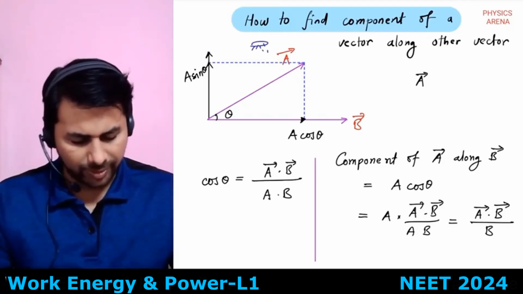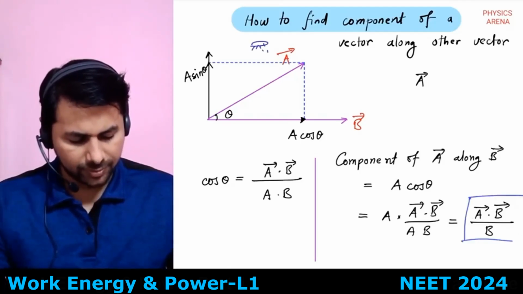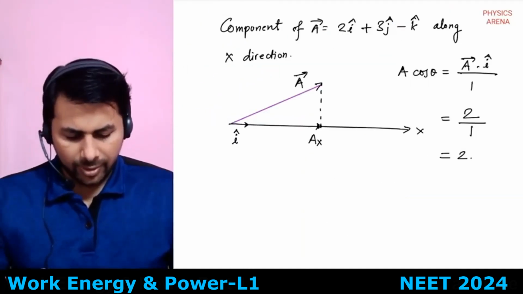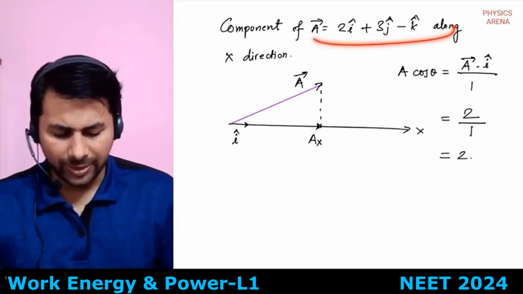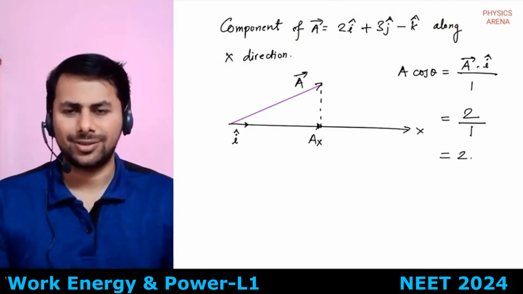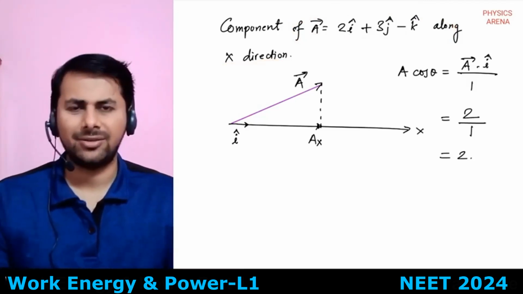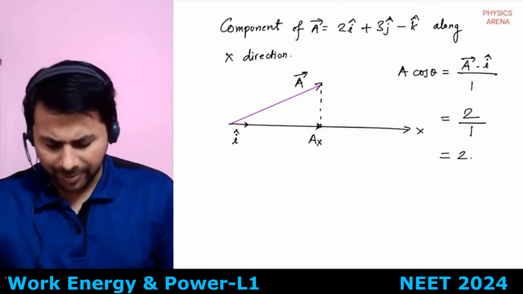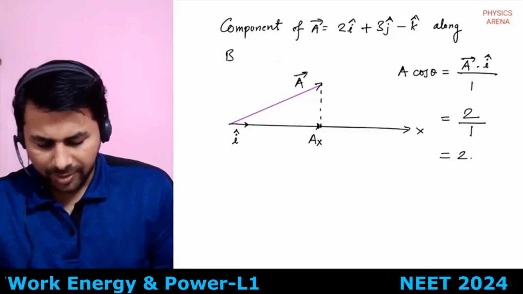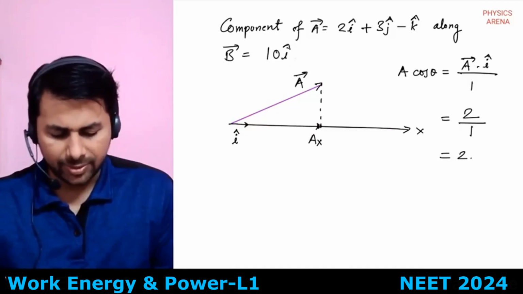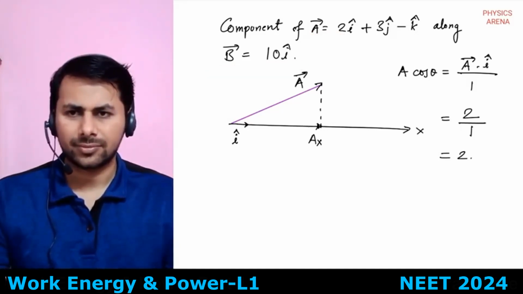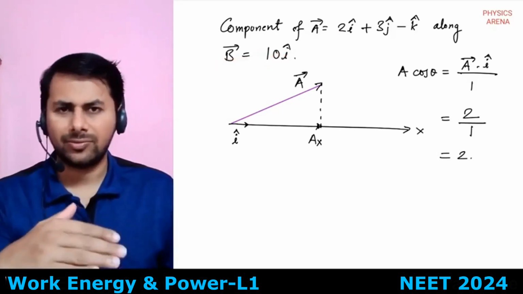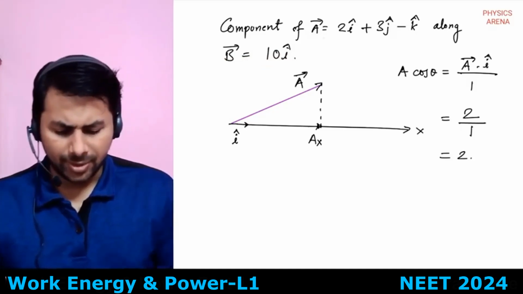Okay, so we have to remember this formula. Again, for simplicity, let's suppose A bar is this one, and I want to find the component of A bar in the x direction. Let's suppose in place of the x direction, I say B bar, which is equal to 10 i cap. So what is the component of A bar along this vector? This vector is directed along the x-axis, right? So the component of A bar along the x-axis will be equal to what?